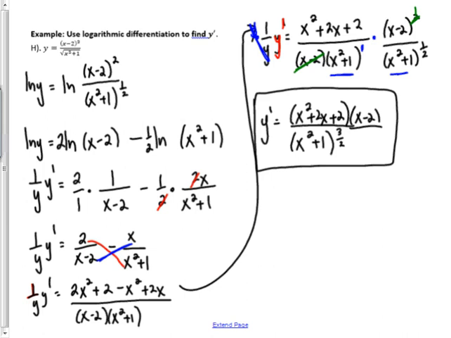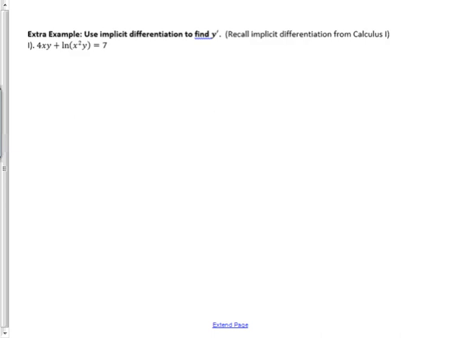You have a logarithmic differentiation problem to do. Make sure that you try that in your homework. Okay. And then because you have to take the derivative implicitly, I gave you an extra example, just implicit differentiation. There are a couple of these to practice in the homework too.